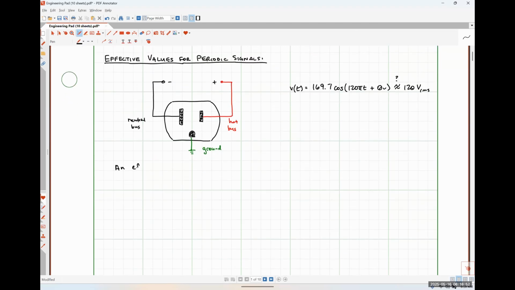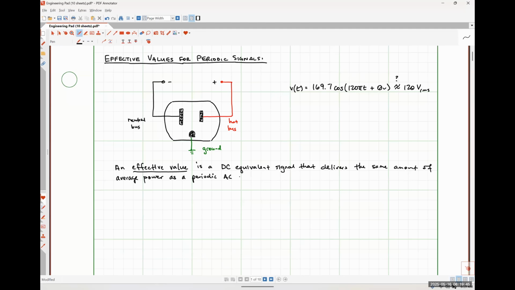So an effective value is a DC equivalent signal that delivers the same amount of average power as a periodic AC signal of interest. And so I want to put a little caveat here.